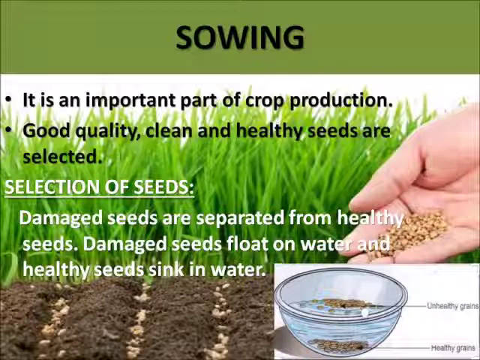So what farmers do is check whether the seeds are floating on water or not. If they are floating, that means they are damaged seeds, and if they sink, that means they are good quality seeds. This is a good method for separating good healthy seeds from the damaged ones. Before sowing, all this is kept in mind: the seeds should be of good quality.